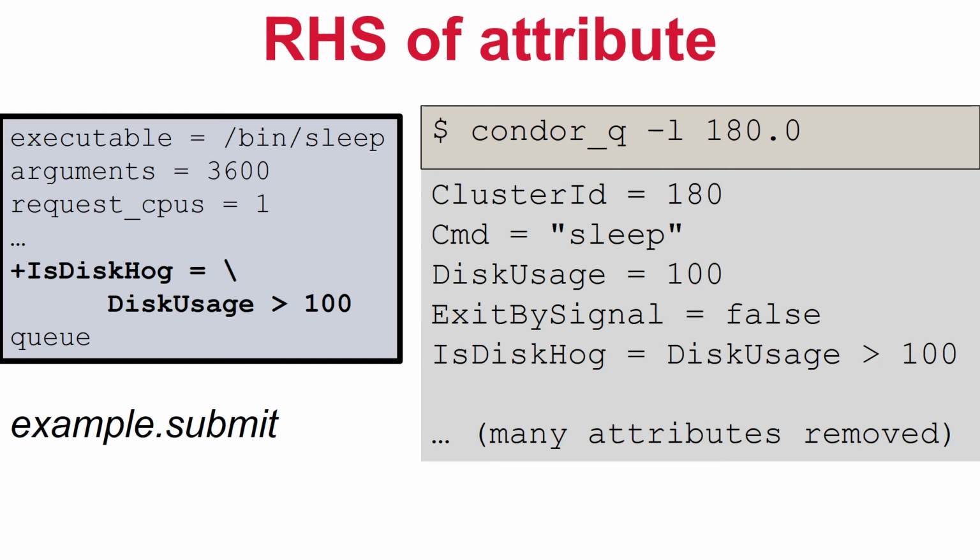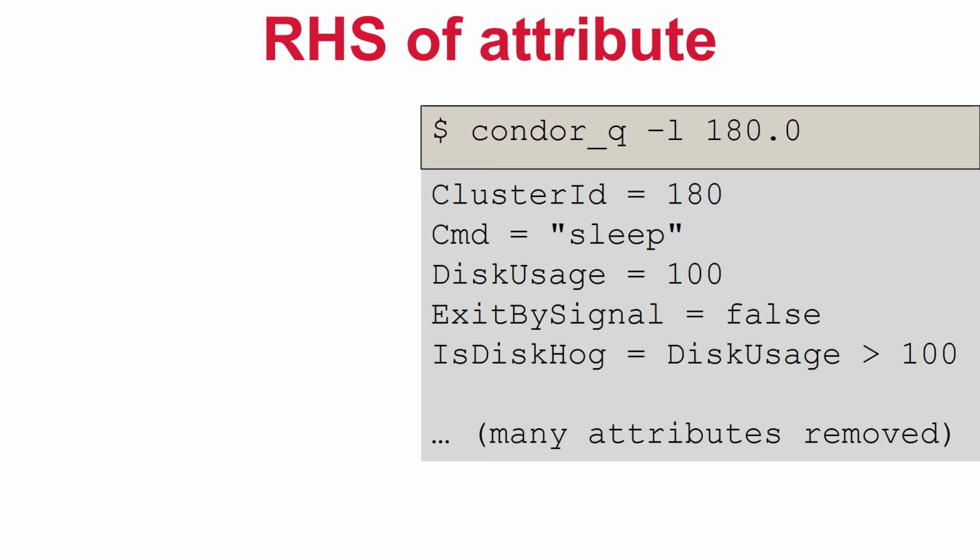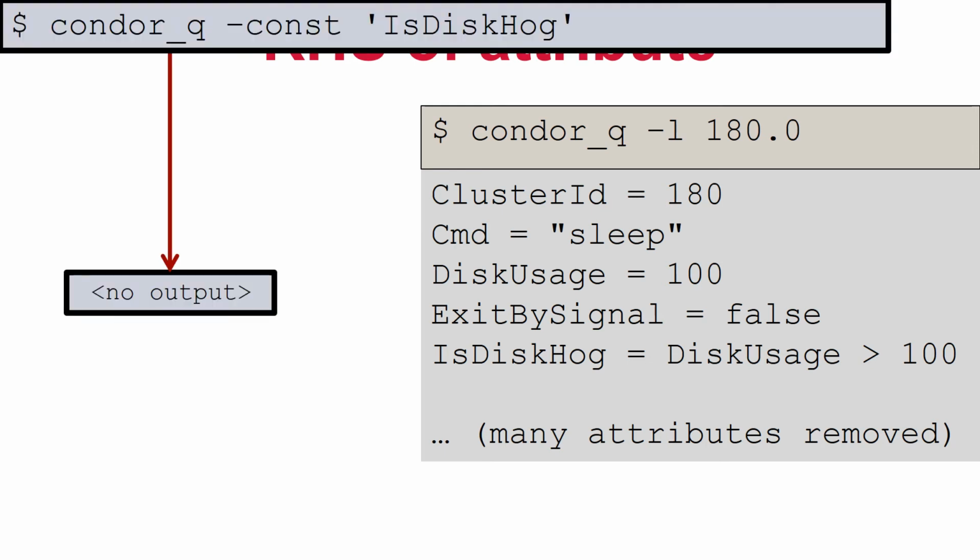Remember that options to the shell, like condor_q or condor_status, need to be quoted, but expressions in the submit file are not interpreted by the shell, and thus there's no need for the single quotes around the whole thing. Once we have this expression, we can use it like a function, either in -af or constraint expressions. And in this case, if we constrain with the isDiskHog, we would return no values.